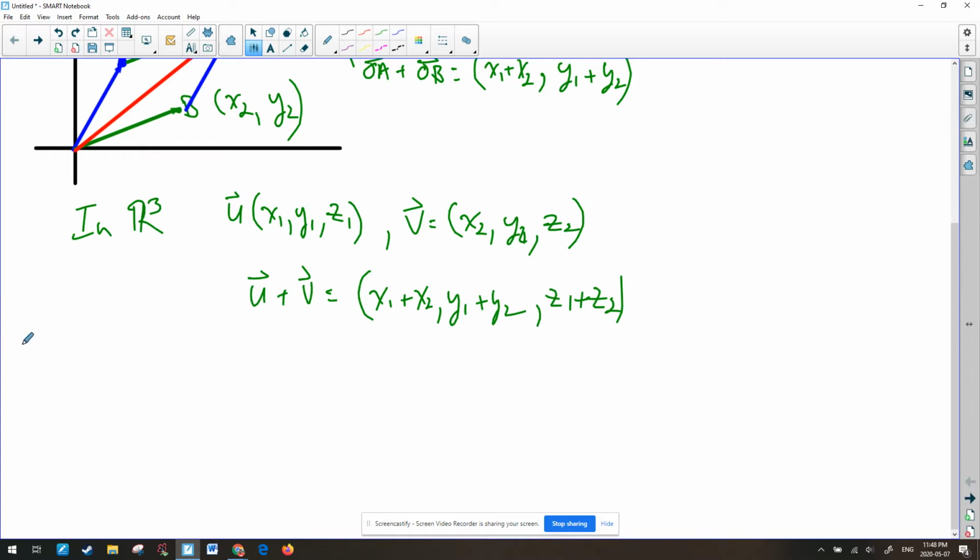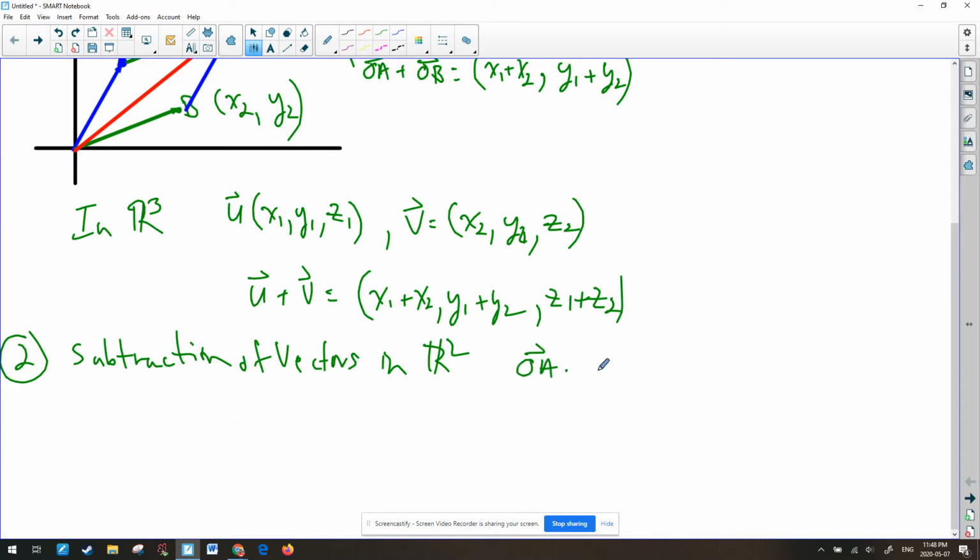On we go. So did I label the first one 1? I don't remember. Yay me, I did. Okay, so then we're going to do subtraction of vectors in R2. So again, this time we're going to do OA minus OB. Okay, so sketching our axes again, just Cartesian axes again.